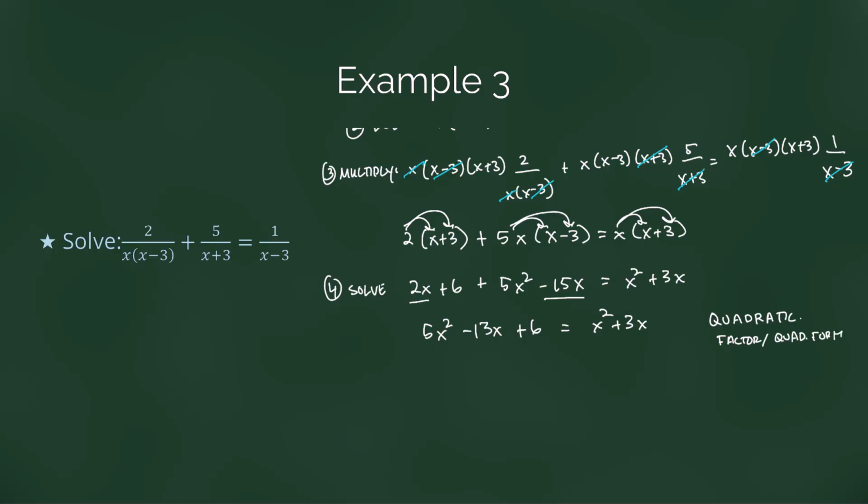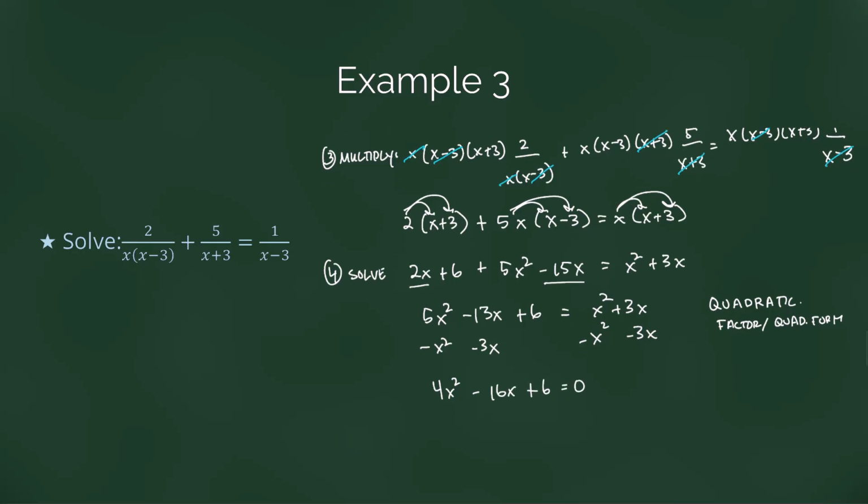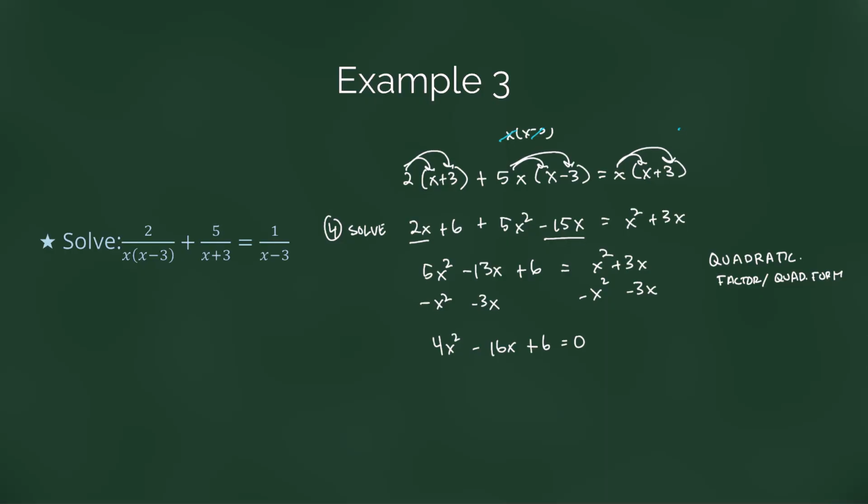So we need this entire thing to be equal to 0. So we're going to move our terms around. We're going to subtract x squared and 3x from both sides, giving us 4x squared minus 16x plus 6 equals 0. We can simplify things a little bit by noticing that all of these are divisible by 2. So we'll go ahead and divide everything by 2.